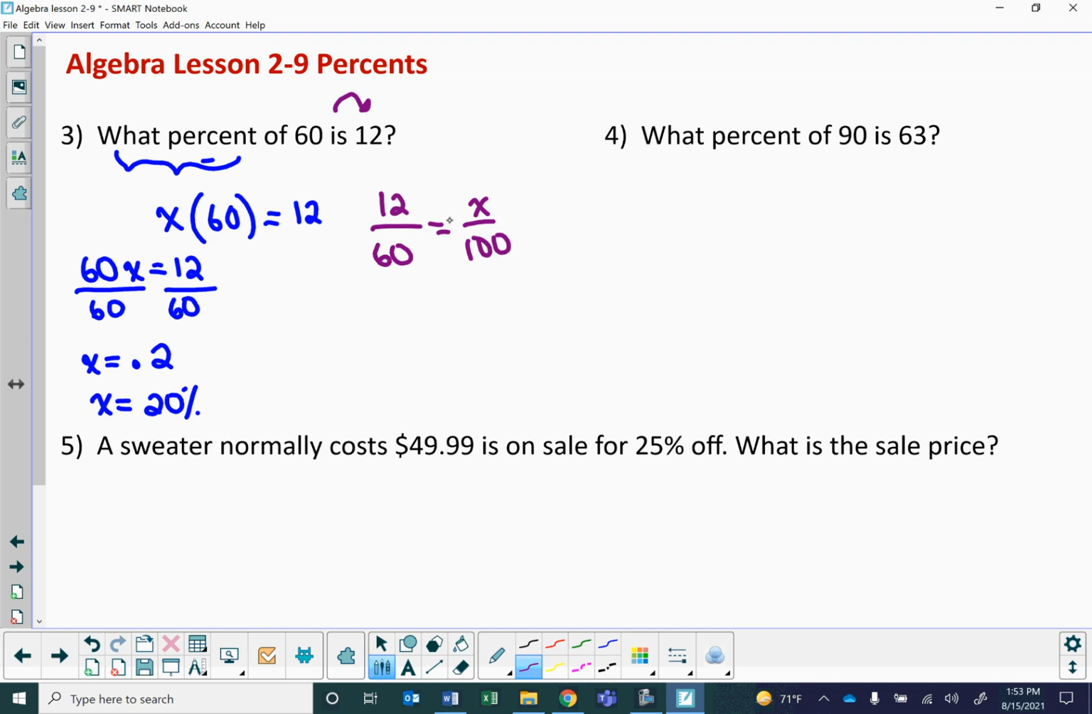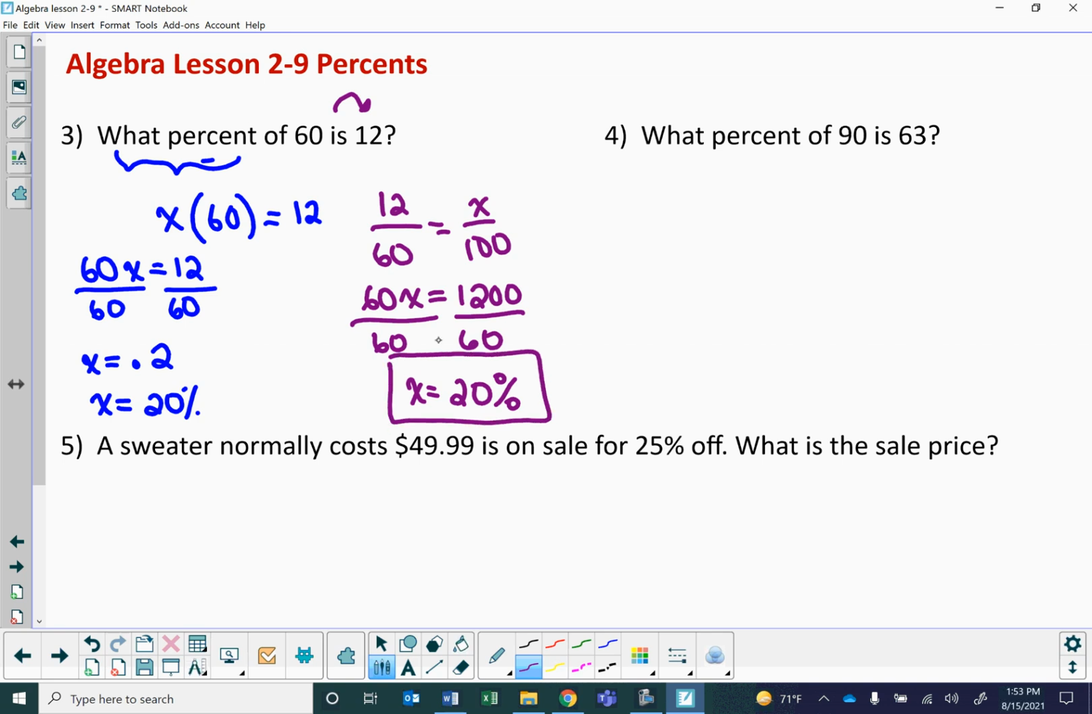So there's your equation for that. So you're going to get 60x equals 1200. Divide by 60. And you're going to get x is equal to 20. Notice the difference here. I did not have to move a decimal point. All I have to do is put my percent sign on. So either way works. Figure out which way you like best. Whichever way you're more consistently getting the answer correct is the way I would probably go.